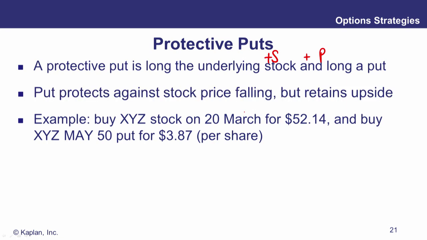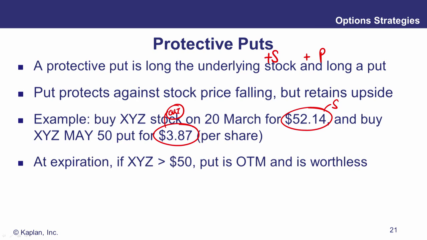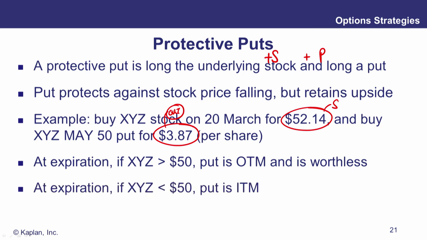So here's an example. We're going to buy XYZ stock on the 20th of March for 52.14. This is the example we've been using in previous modules. That's S. We're going to buy a put for $3.87. Now that premium is going out. We're paying that premium out. That's the important thing to realise. At expiration, if the underlying's above 50, the put is out of the money, and that's a bit of a drag on our performance, the fact that we lose our premium. However, if the underlying falls below 50, then the put is in the money, and the payoff from the put offsets losses on the underlying.